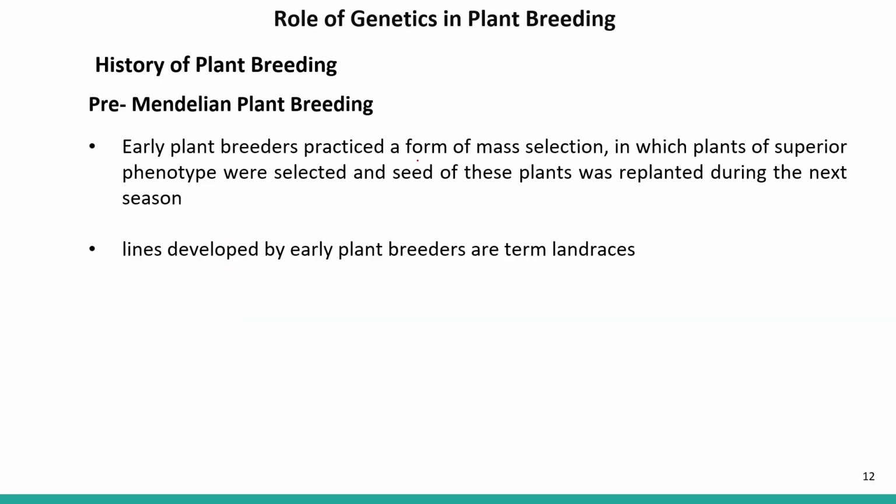Early plant breeders practiced a form of mass selection in which plants of the superior phenotypes were selected and the seeds of these plants were replanted during the next season. So how have they done it? Suppose there is a crop land and they have certain types of crops. Suppose I'm taking an example of wheat, right? And they have three different types of wheat here, A, B, C, right? Like this.